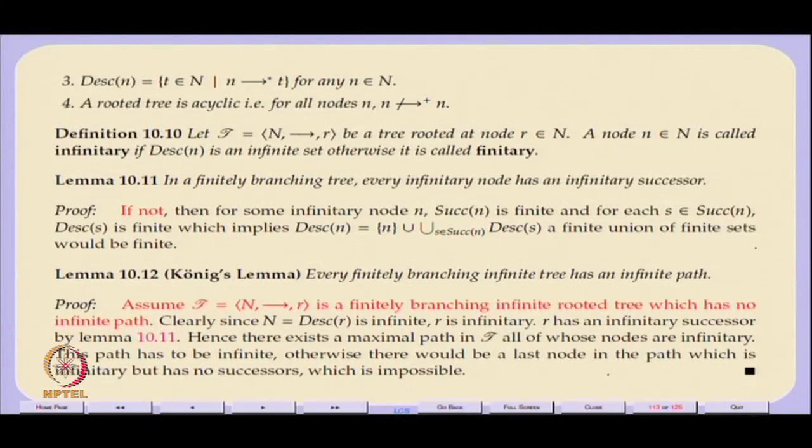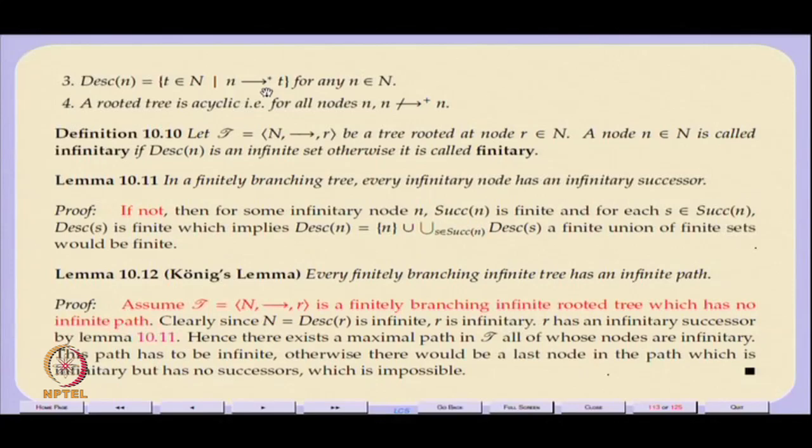The other thing is, let us take any tree, and we will call a node infinitary if the set of descendants of that node is an infinite set. Descendants means you are taking all possible finite length paths starting from that node. So, descendants is synonymous with the reflexive transitive closure of the edge relation. This reflexive transitive closure does not go through infinite length paths, it only looks at all finite length paths, and that is important.